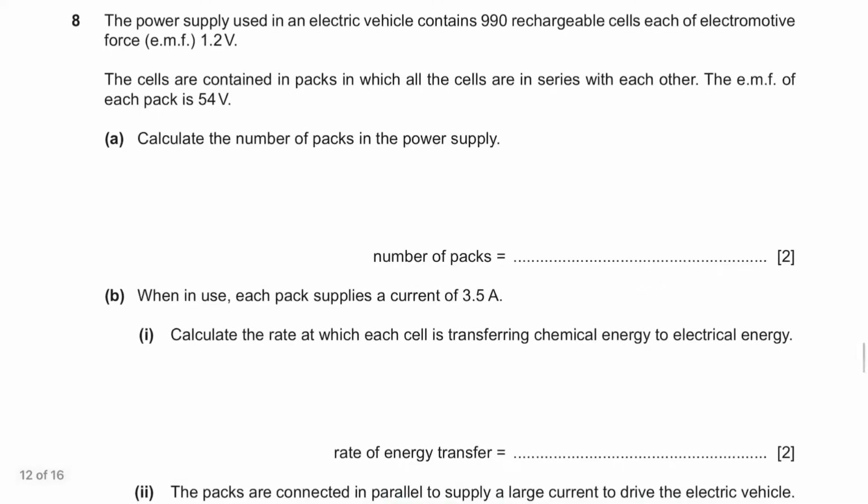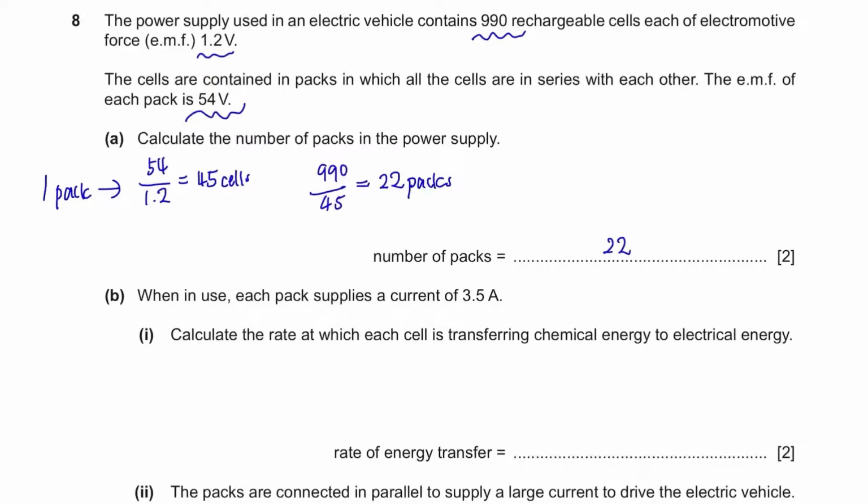Question 8. The power supply used in an electric vehicle contains 990 rechargeable cells, each of electromotive force EMF 1.2 volts. The cells are contained in packs in which all the cells are in series with each other. The EMF of each pack is 54 volts. Part A. Calculate the number of packs in the power supply. Each pack is 54 volts and one cell is 1.2 volts. So that means in one pack there are 45 cells. In total, they said they have 990 cells, so with 45 cells per pack, you can have 22 packs.